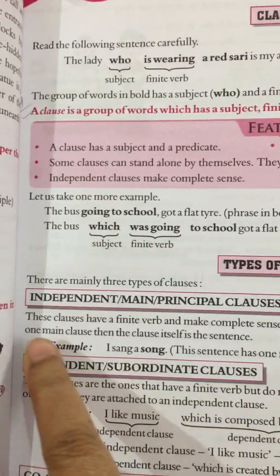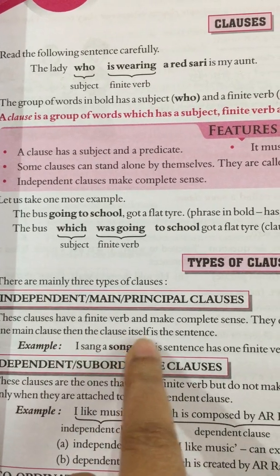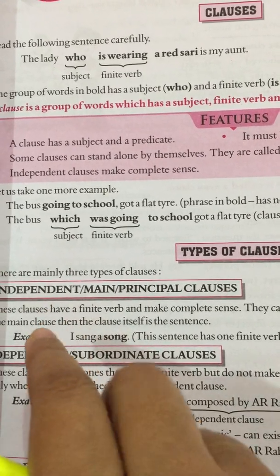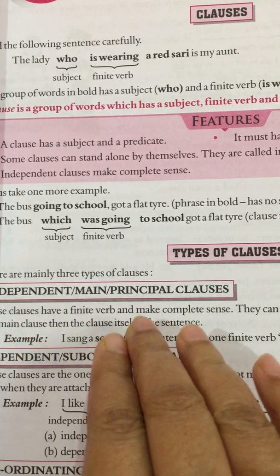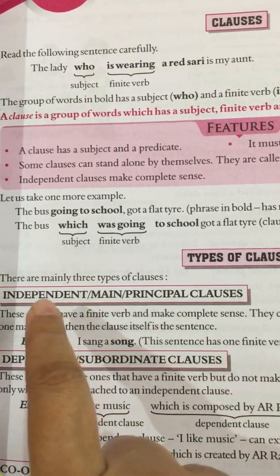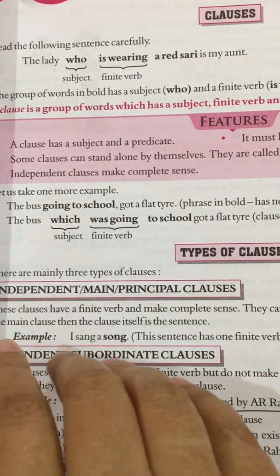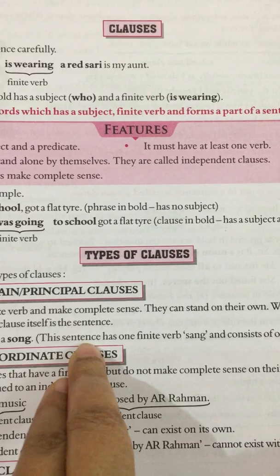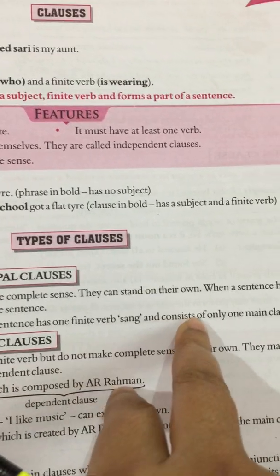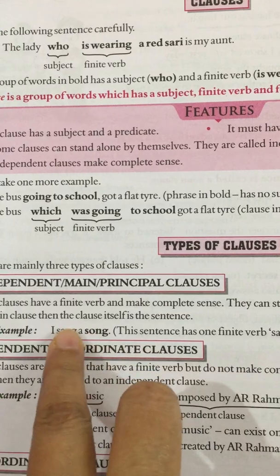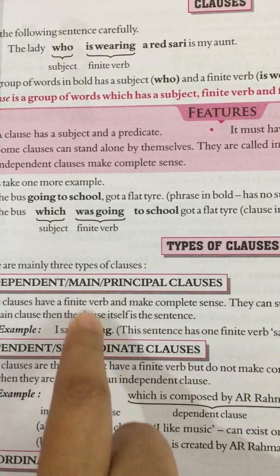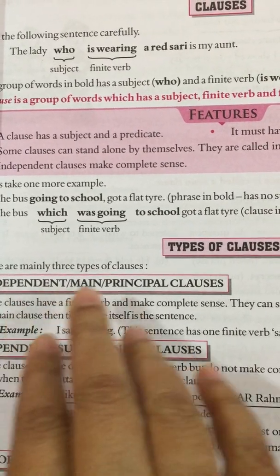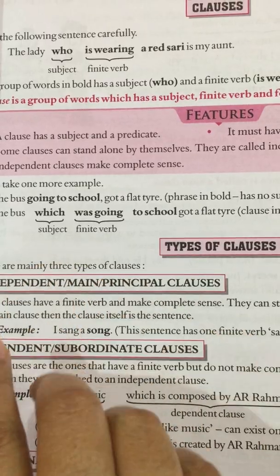When a sentence has only one main clause, then the clause itself is the sentence. A main clause is called an independent clause because it can stand alone. It makes complete sense in itself. Suppose I sang a song. This sentence has one finite verb, sang, and consists of only one main clause. So this is a clause. I sang a song. It is called an independent clause because it makes complete sense on its own. It doesn't need any other clause to depend upon.